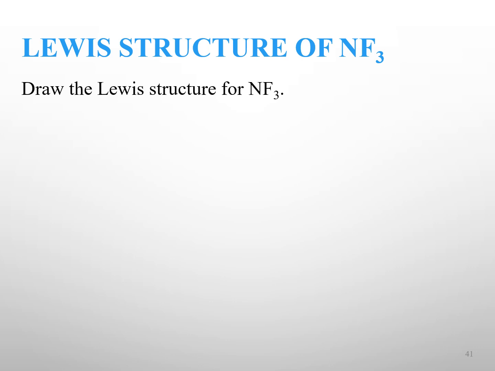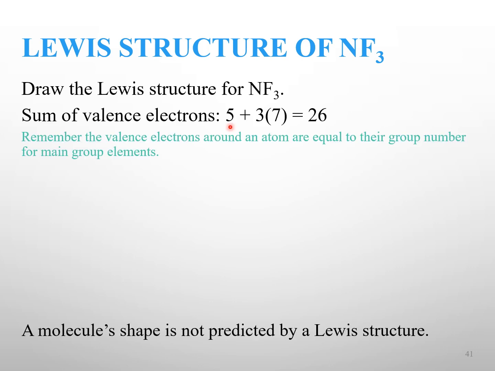Alright, so let's take a look here for NF3. We need to draw the electron Lewis dot structure for it. So number 1, let's count the electrons, okay? Nitrogen is in group 5, so it has 5 valence. Fluorine is in group 7, so there's 7 electrons, but there's 3 of them. 5 plus 21 gives me 26. So when I draw the structure, I need to have 26 electrons, okay? So I added electrons, so I know I have 26 total.